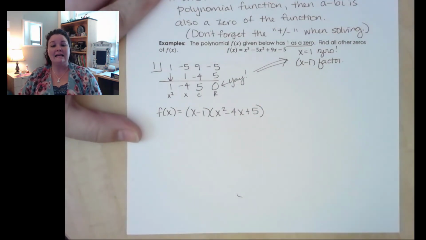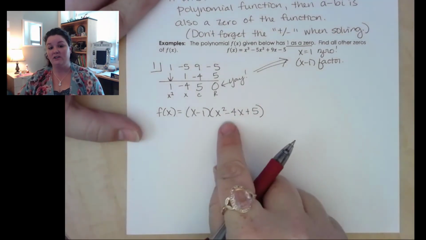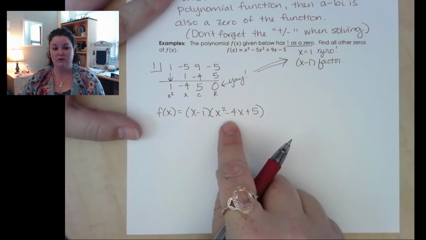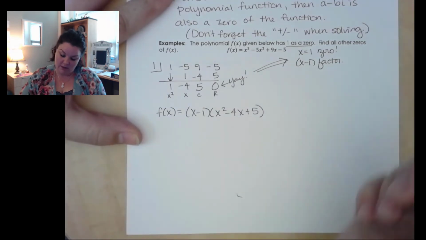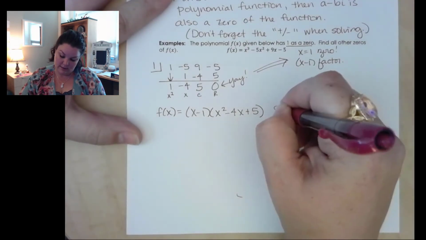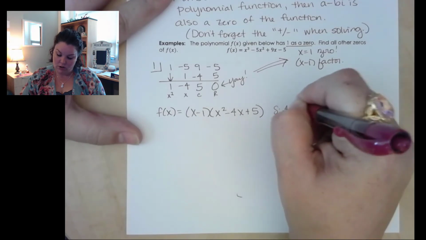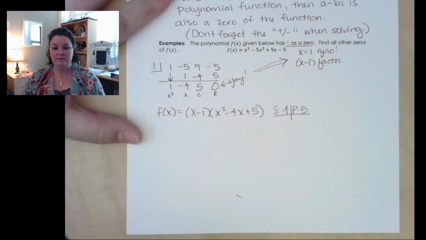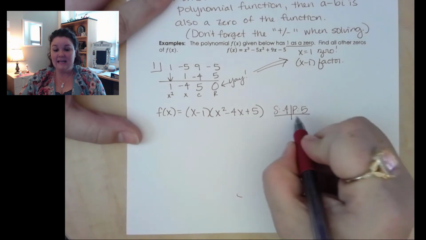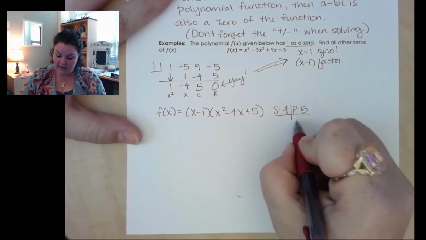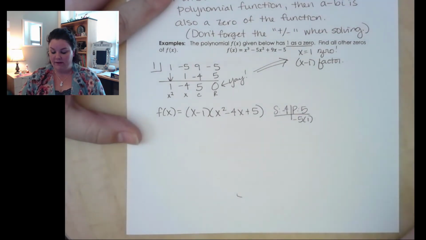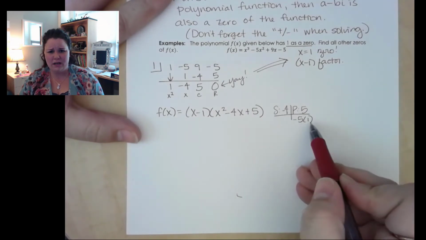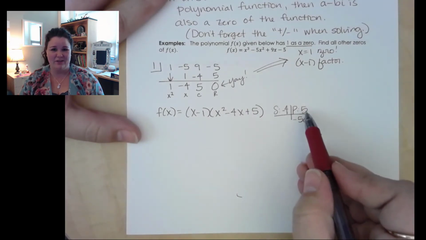So just like we did on the last section, now we just need to factor or use quadratic formula to solve for the remaining zeros. So I'm going to go ahead and try sum product. My sum here would be a -4, and my product would be a 5. I can get a -4 by using -5 and 1, but if I do -5 times 1, that's not giving me the +5.